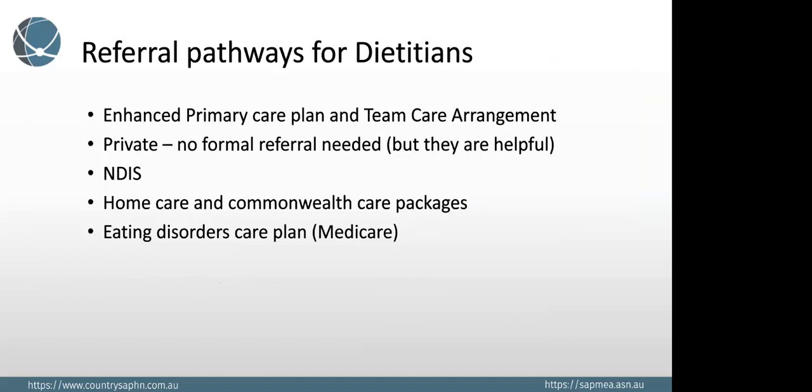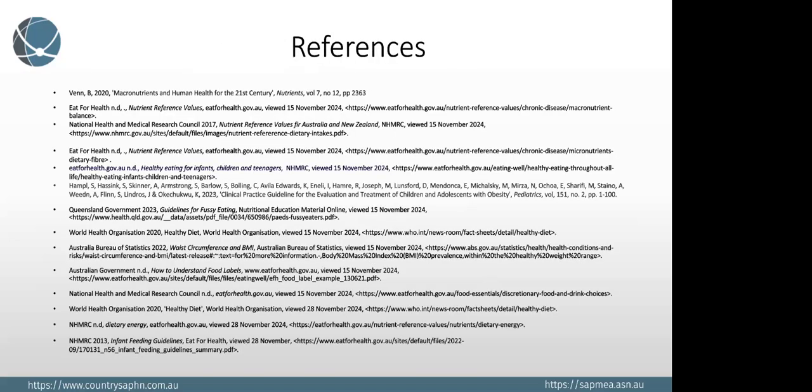Referral pathways for dietitians. So Kathleen's mentioned these already, but that's just showing you them again. Private, NDIS, EPCs and TCAs, home care and Commonwealth care packages, and also the eating disorders care plan through Medicare. So that's a newer one as well. And then Kathleen talked about the type 2 diabetic plan, where you can see a dietitian as well. Oh, there's just some references.